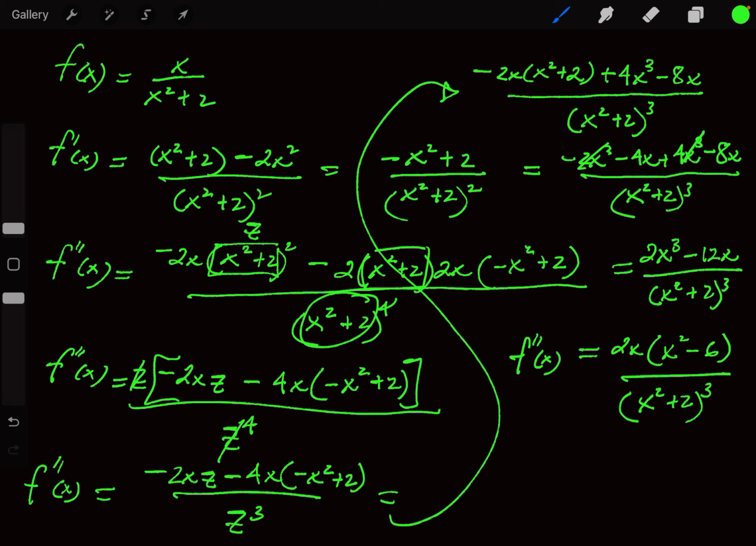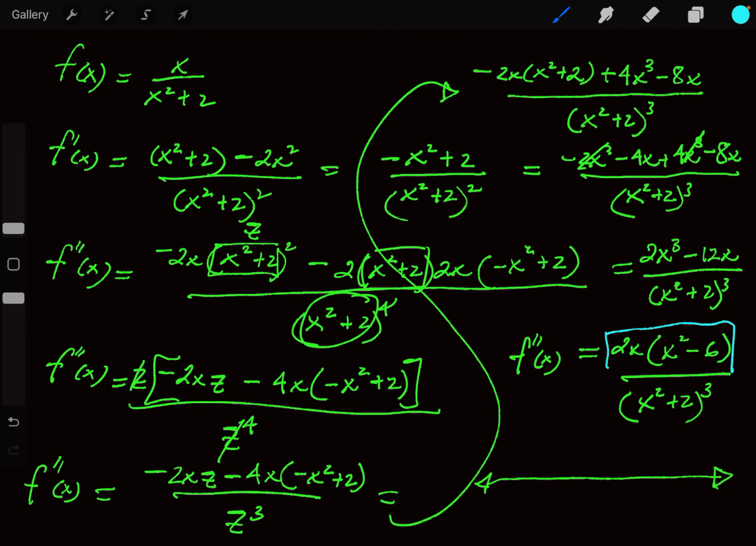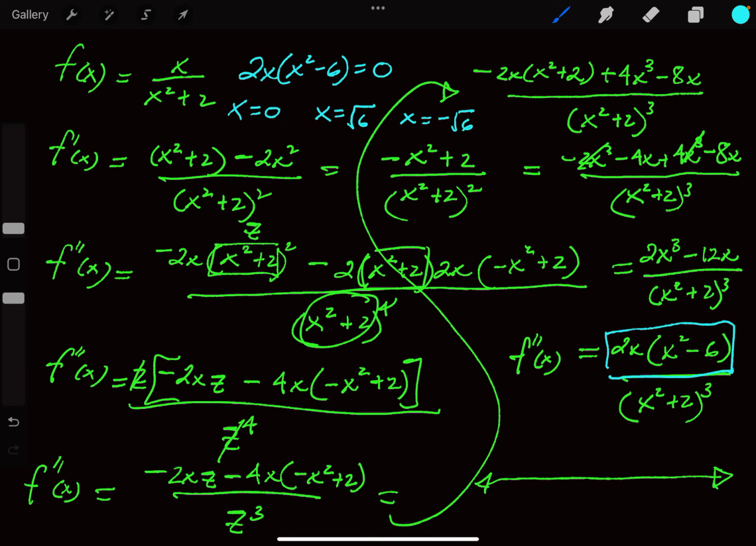It's not too bad to draw out this number line because, again, the bottom is always positive. So since the bottom is always positive, we only test points on the top. It is a little ugly, because if you solve this for 0, you get that ugly square root of 6. But that's fine. You want to make the top part 0, so 2x(x squared minus 6) equals 0, when x is 0, when x is equal to the square root of 6, and when x is equal to the negative square root of 6.